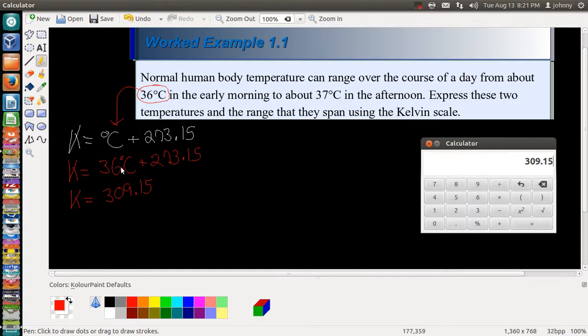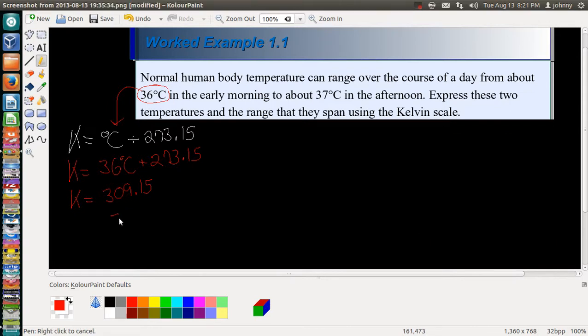If you notice, this 36 degrees Celsius does not have a decimal. And notice over here, this one does have a decimal. Well, according to sig figs, you can only add these two together and keep an answer that does not have decimals. You keep the whole numbers, the weakest column, so to speak. And if we haven't gone over sig figs yet, don't worry about it, we will. But anyway, we're going to round this to the nearest whole number on the temperature, and we will get 309 Kelvin. This is our answer for our first temperature.